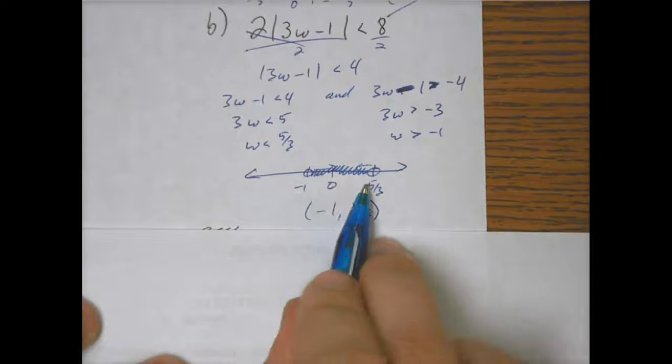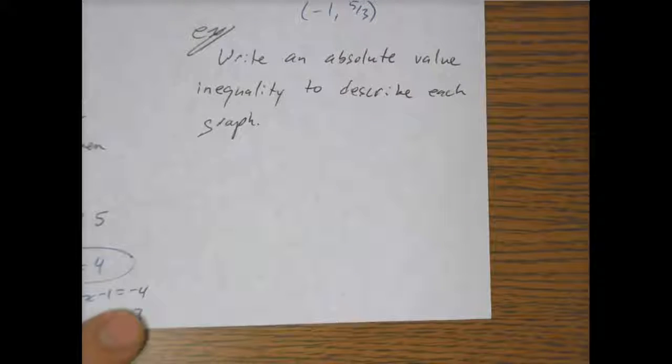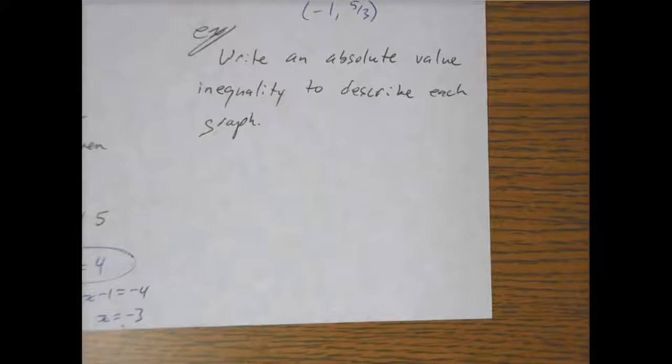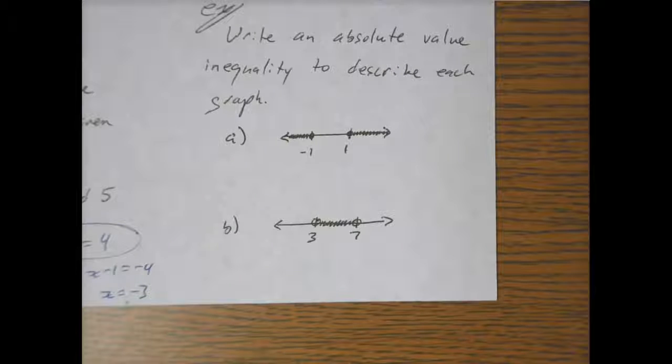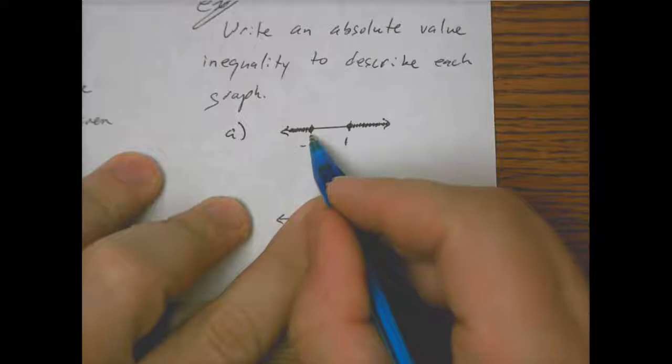This is how you graph it. All right. Write an absolute value inequality to describe each graph. I haven't done the graphs yet. All right, graph. I'm going to graph. I promise. I'm going to graph. Yeah, graph. Okay, so on this one, notice I have everything.